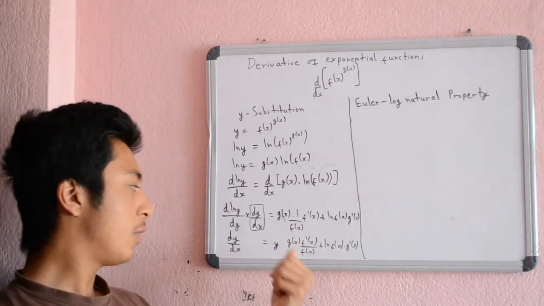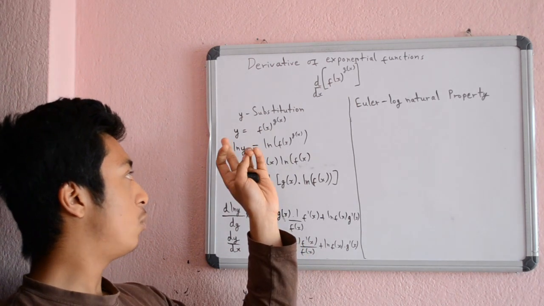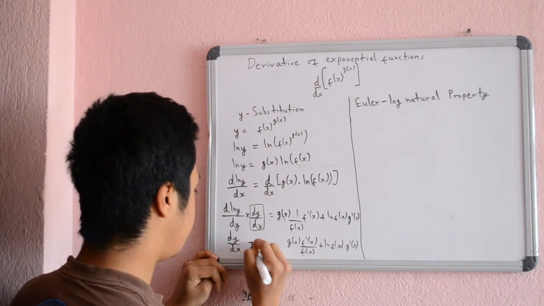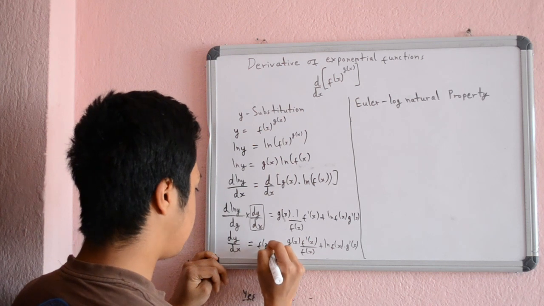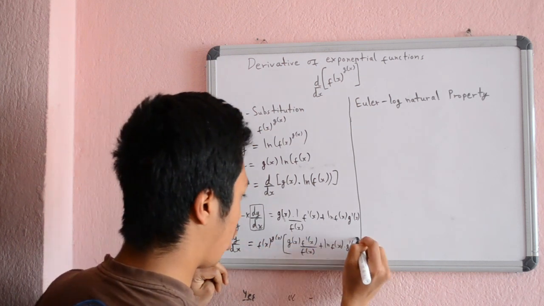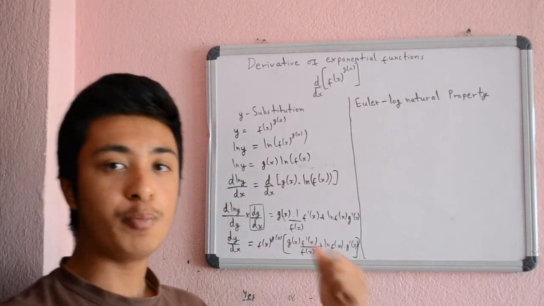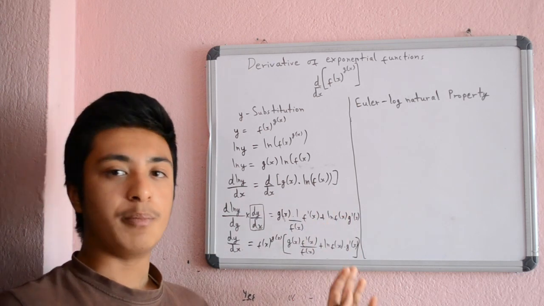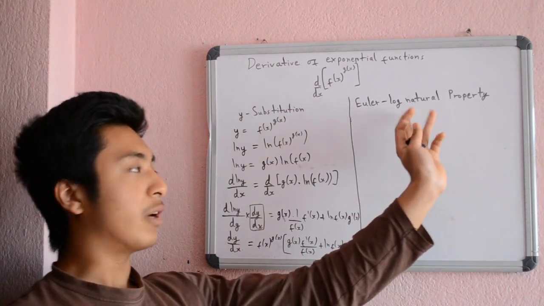And finally, what we can do is see that we originally let y equal this part over here, and simply put that down. So this becomes f(x) to the power of g(x) times all of this, and no plus c because this is a derivative. This can be quite long and quite complex, so let's see the Euler log natural property.